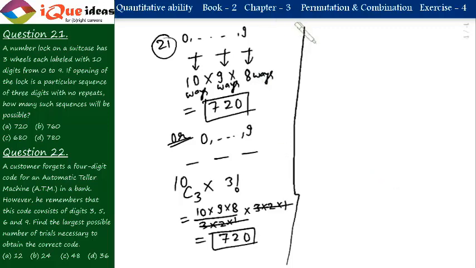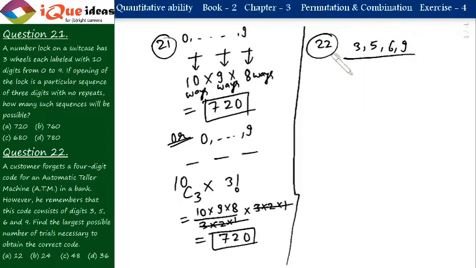Now let's take question number 22. It says a customer forgets a 4-digit code for an automatic teller machine in a bank. However, he remembers that his code consists of the digits 3569. Find the largest possible number of trials necessary to obtain the correct code. Alright, so 3569 are the digits, right? So basically the question is asking for a 4-digit combination made by 3569.